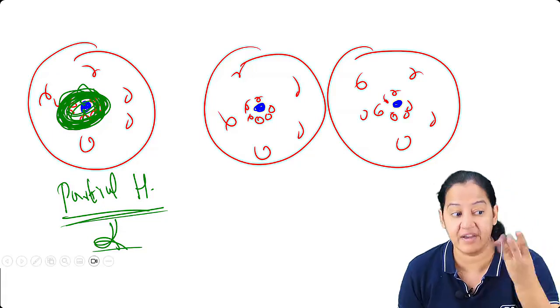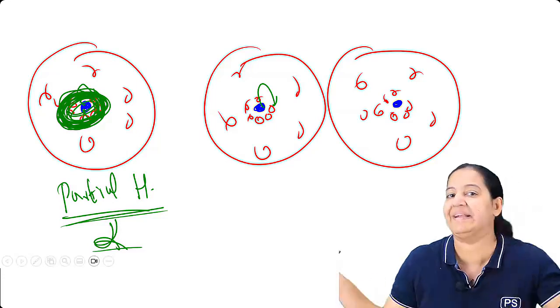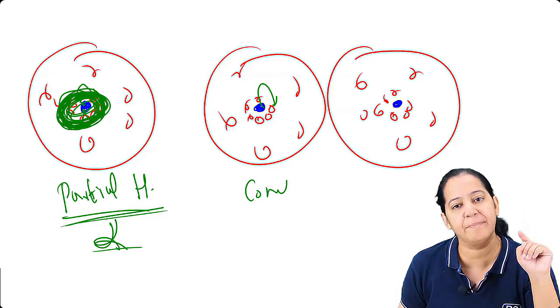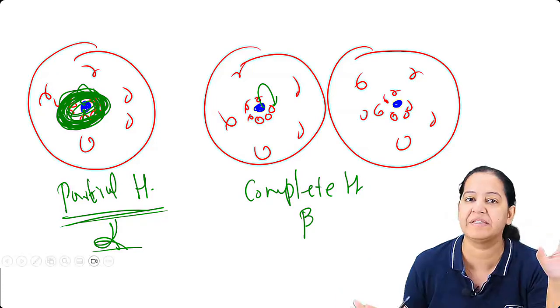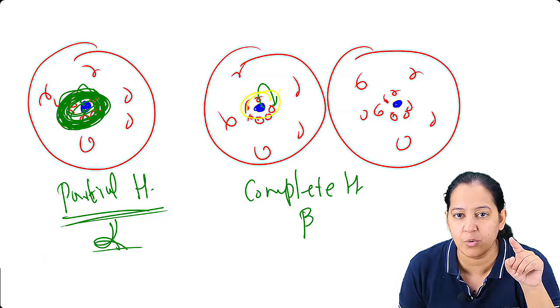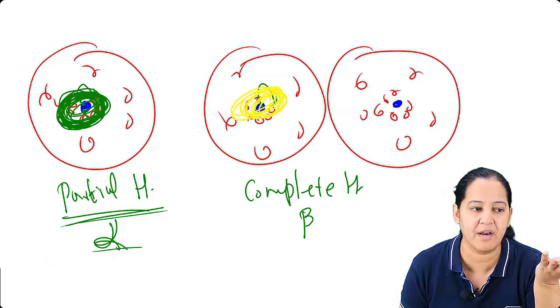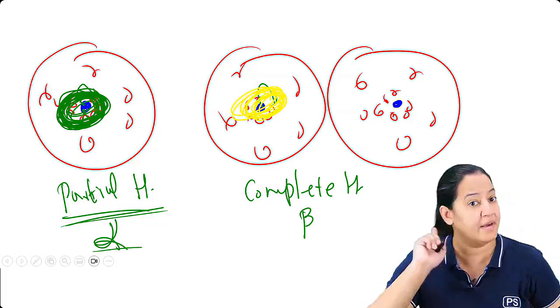Some bacteria degrade the RBC partially. There are some bacteria which degrade the RBC completely. Complete hemolysis is known as beta hemolysis. Beta is complete. So around the colony, you will get a transparent zone. I don't have transparent color. I'm using yellow, but actually it's a transparent zone. Here it's a green zone. Here it's a transparent zone.